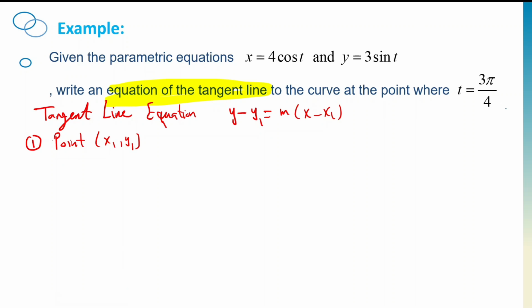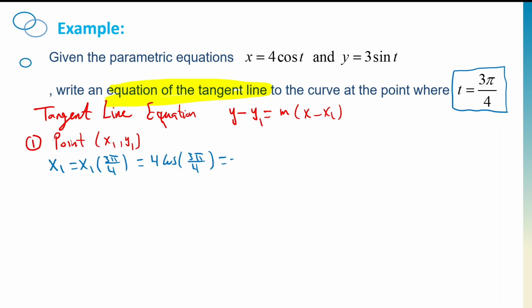Okay, we have t. So if I substitute t in x and y, I'll get x1, y1 at this specific point. Great. So x1 equals x of 3 pi over 4. If you replace this in the equation for x, this is 4 cosine 3 pi over 4. If you use your calculator or you know the cosine for pi over 4, this is basically equal to negative 2 radical 2.